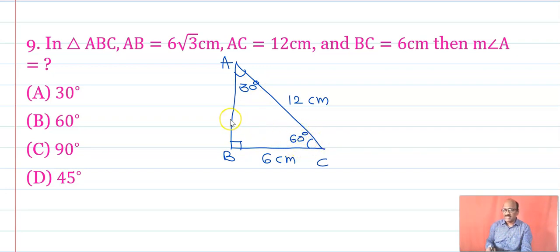Side opposite to angle 60 is root 3 by 2 times the hypotenuse. म्हणजेच किती येणार इथे? 6 root 3 centimeter. Okay. Therefore, the measure of angle A आपल्याला त्याने विचारलेला आहे. The measure of angle A is 30 degree and hence the option A हा काय तर त्यातला correct आहे. It is 30 degree.